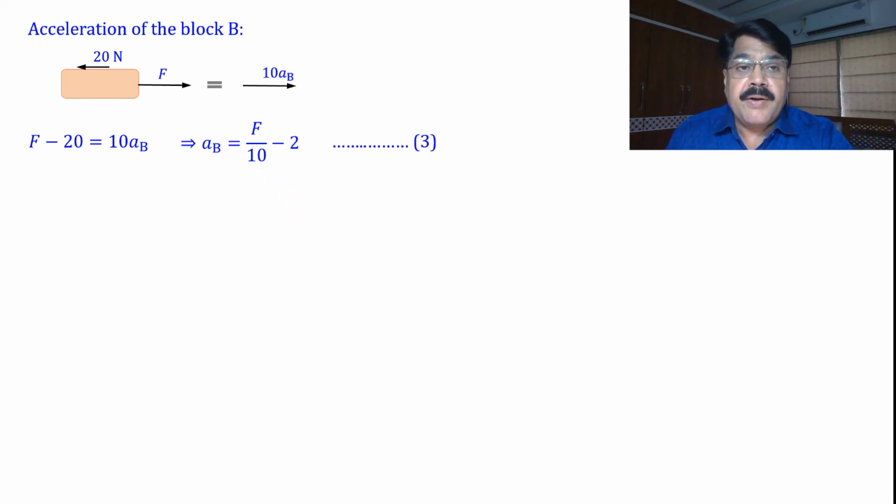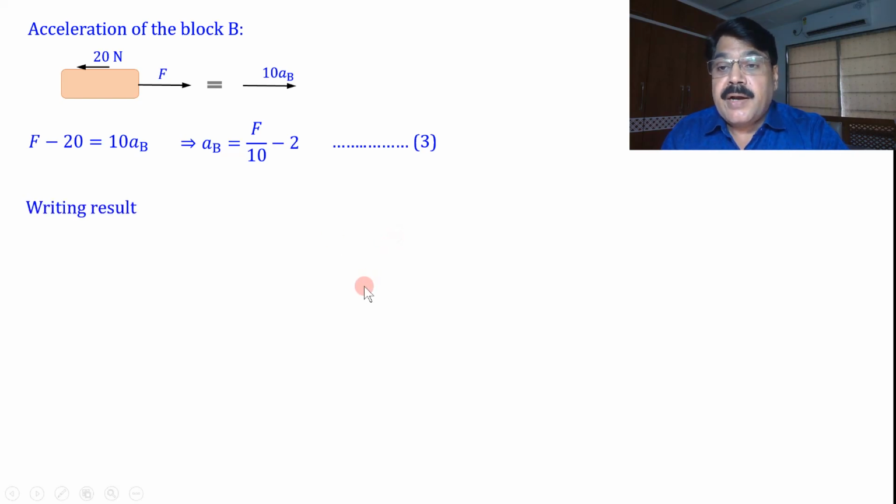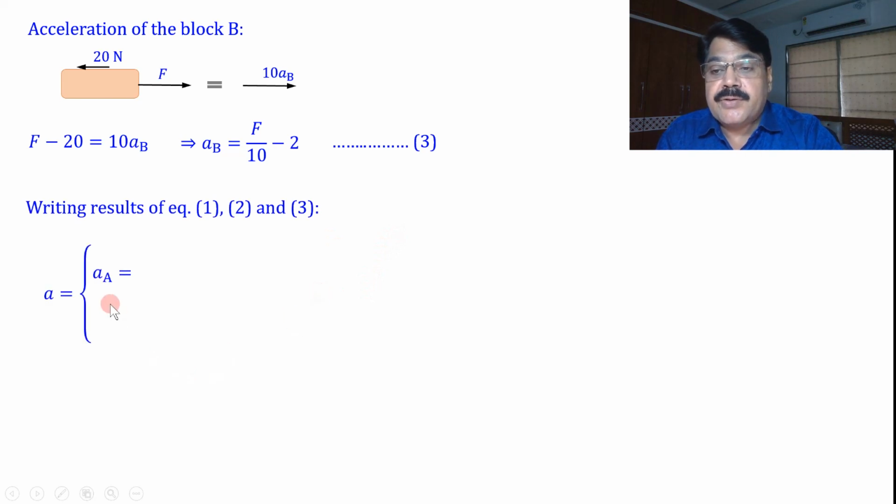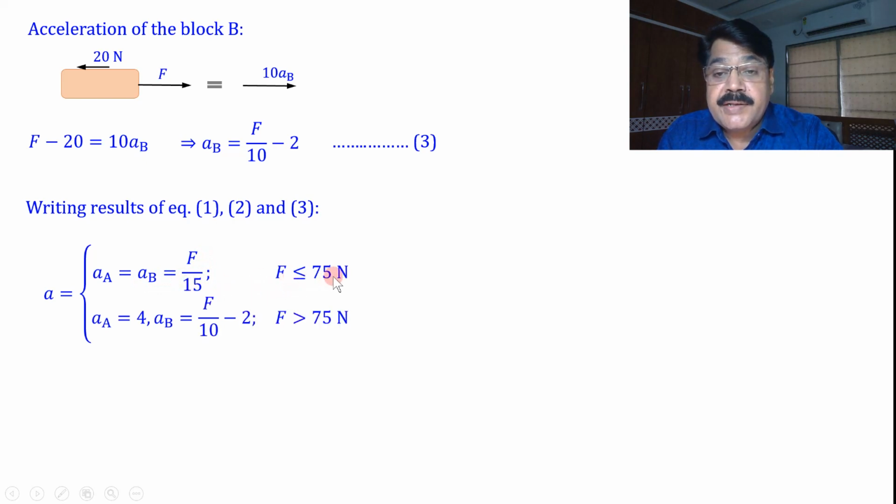Now we can combine the results of all these three equations 1, 2 and 3. Writing the results of equations 1, 2 and 3, what we get: a is equal to a_A is equal to a_B, F by 75, 50 Newton, when force is less than 75 Newton. And a_A was 4 and a_B was F by 10 minus 2 when F is greater than 75. Now these functions we can represent in a graph.